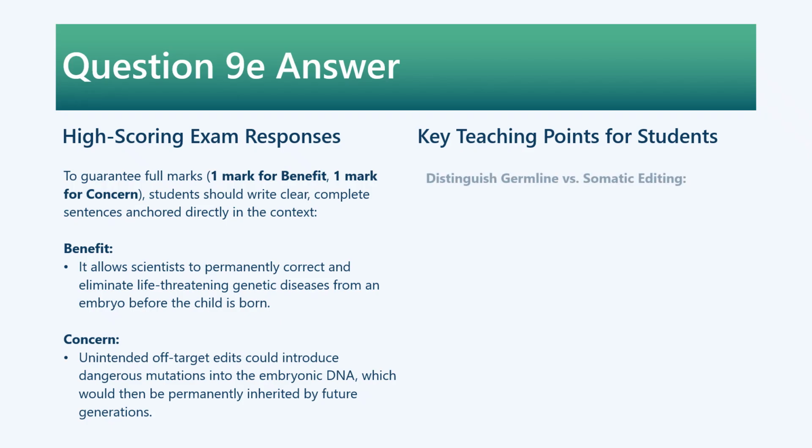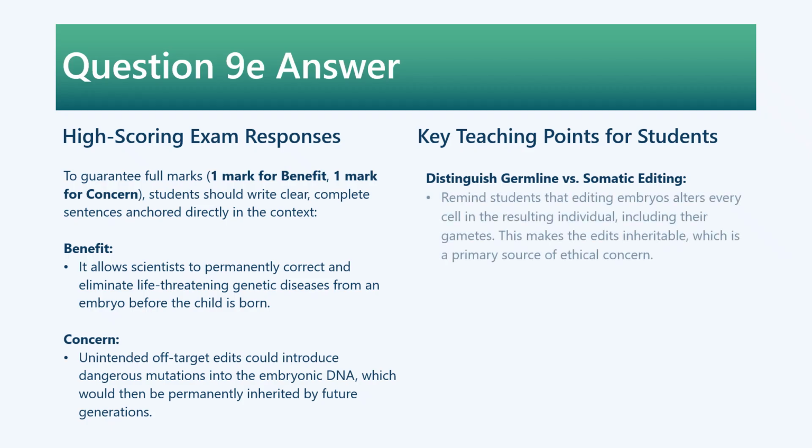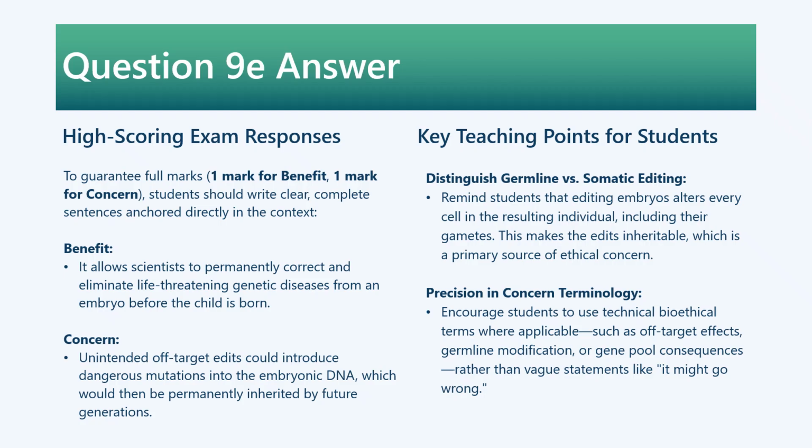Key teaching points for students. Distinguish germline versus somatic editing. Remind students that editing embryos alters every cell in the resulting individual, including their gametes. This makes the edits inheritable, which is a primary source of ethical concern. Precision in concern terminology: encourage students to use technical bioethical terms where applicable, such as off-target effects, germline modification, or gene pool consequences, rather than vague statements like "it might go wrong."